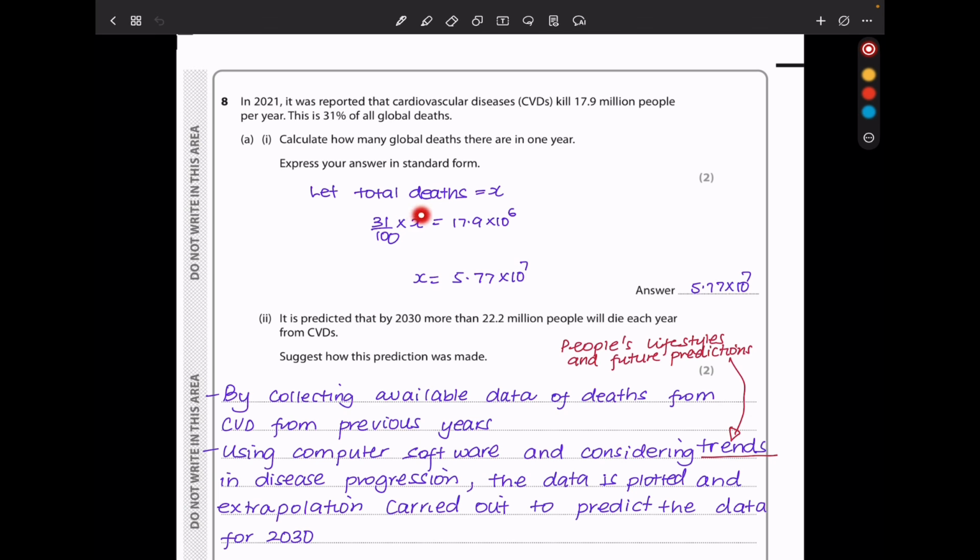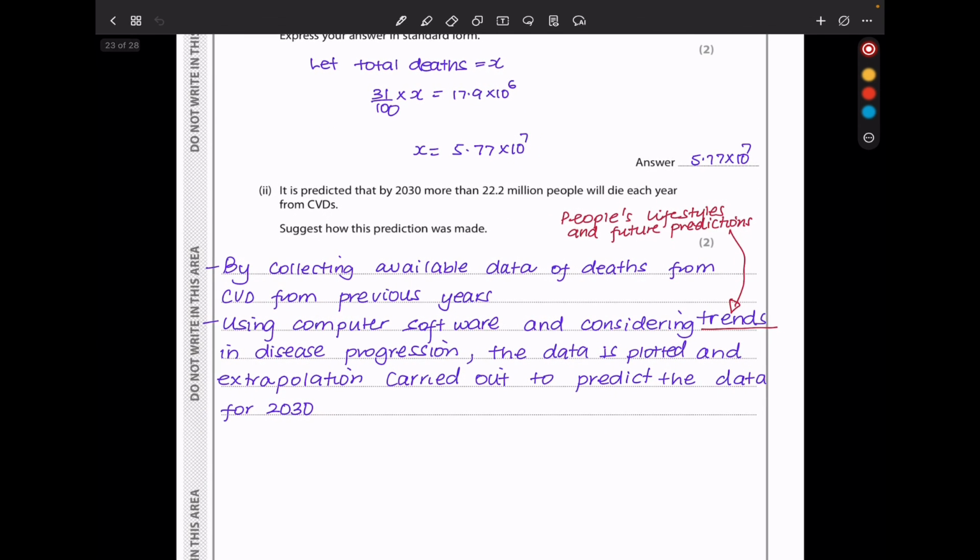So if the total deaths are X, 31% of X is going to be 17.9 million. It means X is going to equal 5.77 times 10 to the power 7, and that was my answer. Then next they say, it is predicted that by 2030, more than 22.2 million people will die each year from CVD. Suggest how this prediction was made. When people are predicting the future, they look at previous trends that have occurred, and then they could extrapolate data in order to predict what could happen in the future.